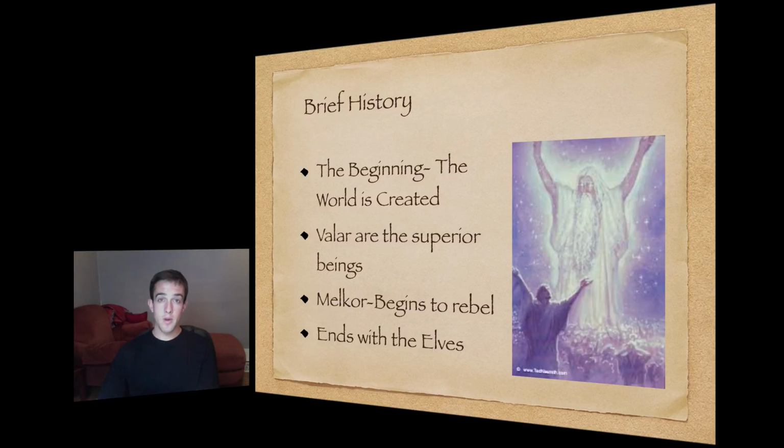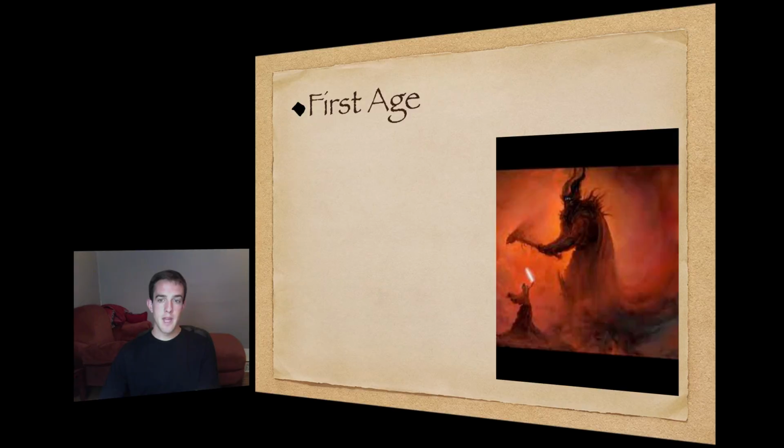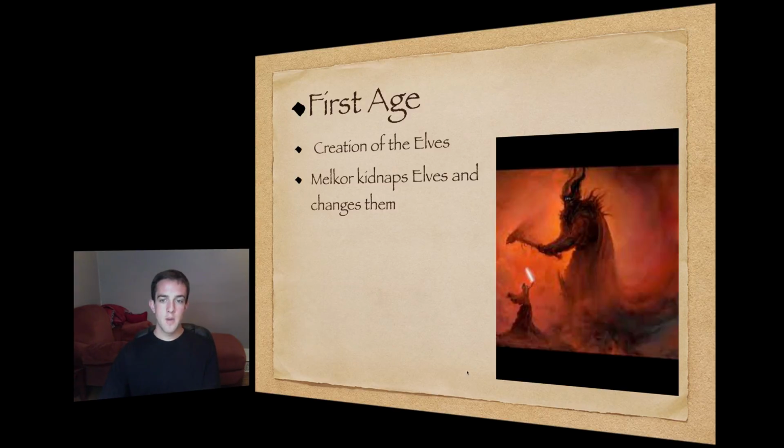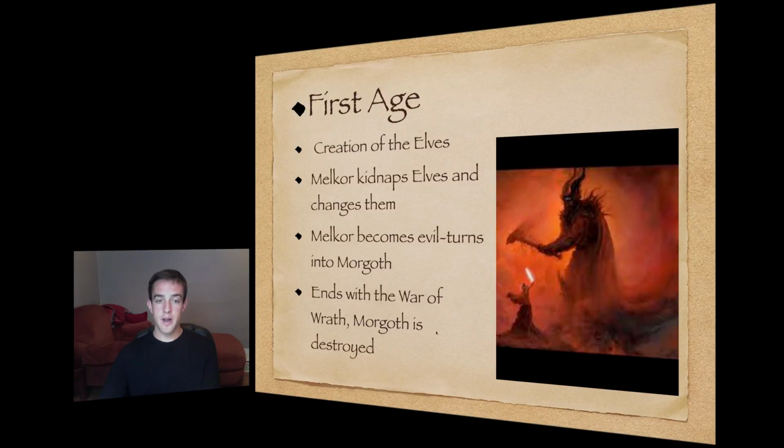The beginning of the world ends as the Valar are able to create the elves, and they bring about the planet Earth. In the first age of Middle-earth, we have the creation of the elves, we have Melkor deciding he doesn't want to be a part of the Valar anymore, going off on his own. He kidnaps elves and changes them. He turns into this evil being named Morgoth, and then he has a great war with the elves and the Valar in which he is defeated. That is the first age.